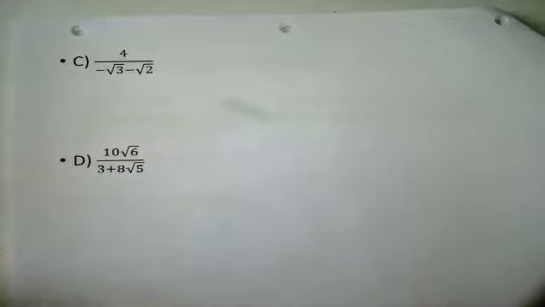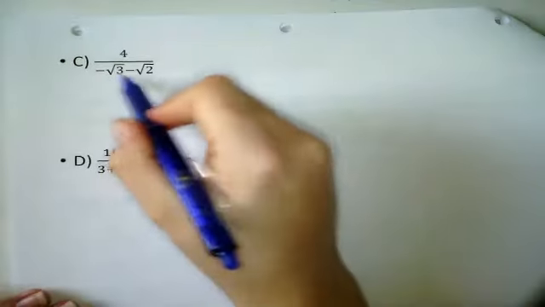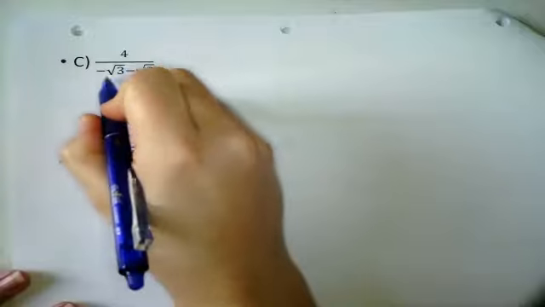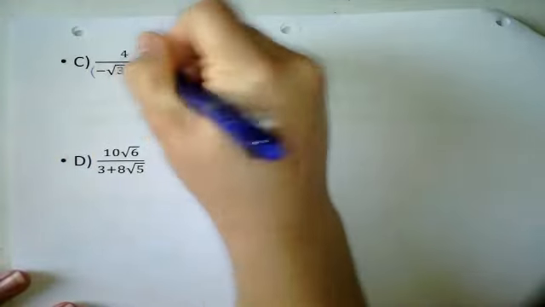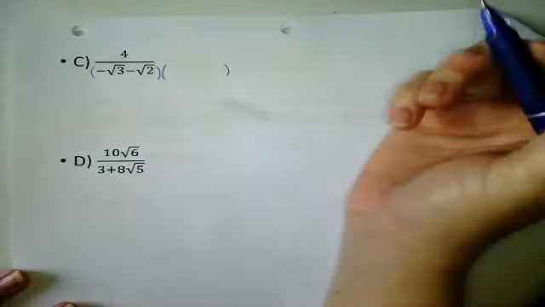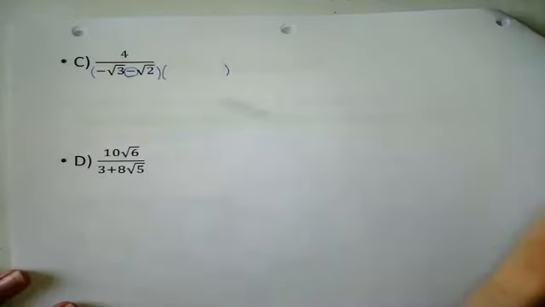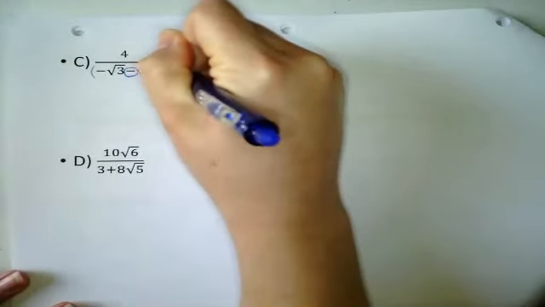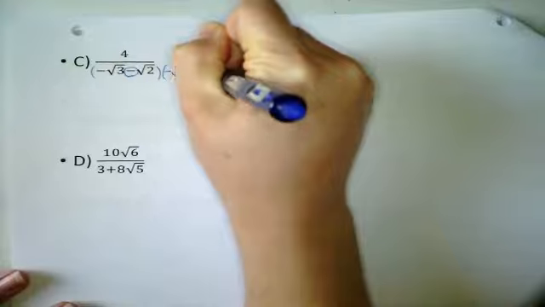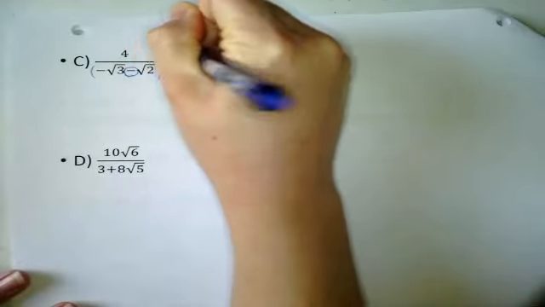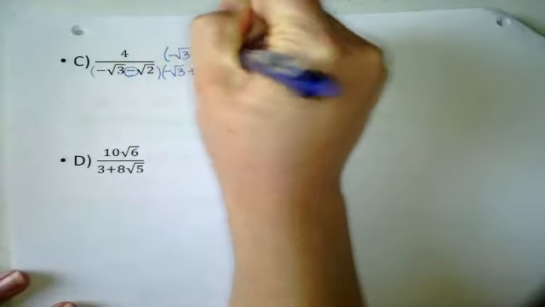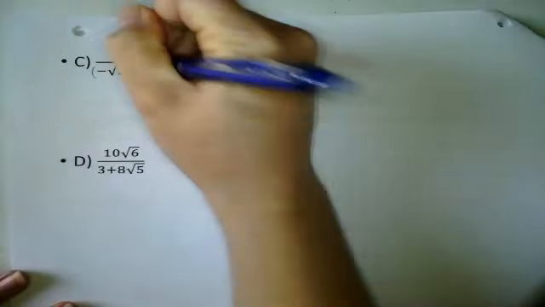All right. This looks a little bit different, but it is still a binomial. We have 2 terms, so I'm going to multiply by the conjugate. And the conjugate just changes one sign. I don't have to change both signs. I'm just going to change one sign. And it doesn't matter which one, but negative radical 3 plus radical 2. Negative radical 3 plus radical 2. Top and bottom, we're multiplying.